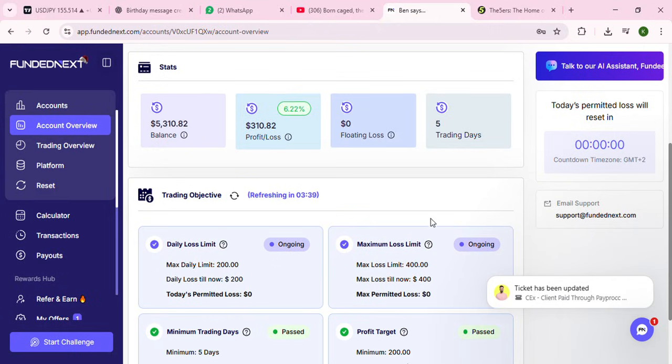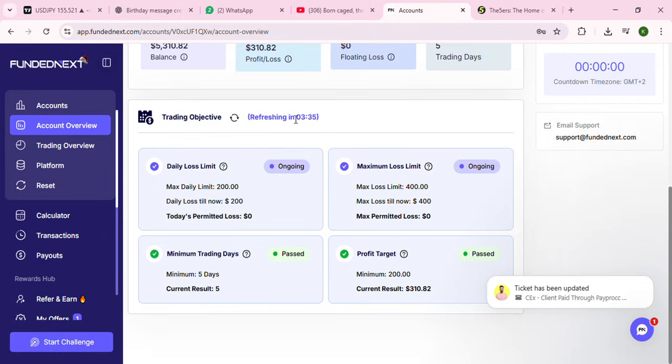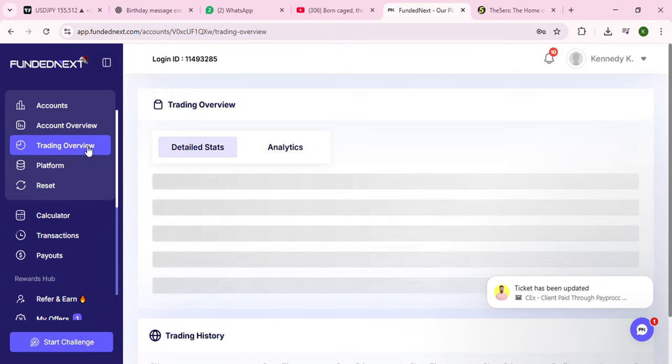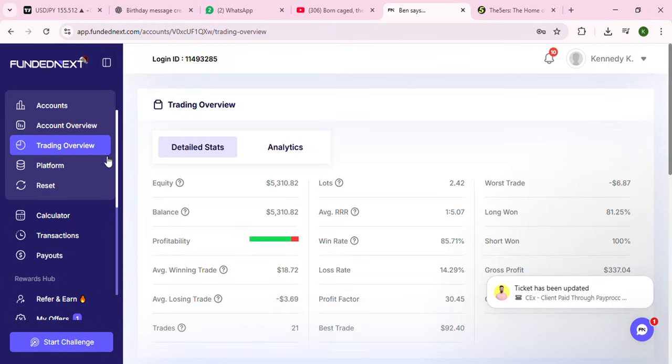So you can see here that I made 6.22%. So profit target 200, I went to 310. I exceeded with 110.8. The minimum trading days are 5. Trading overview, let's just check, and then you will see something on that. Now on this you can see my worst trade was negative $6.8.